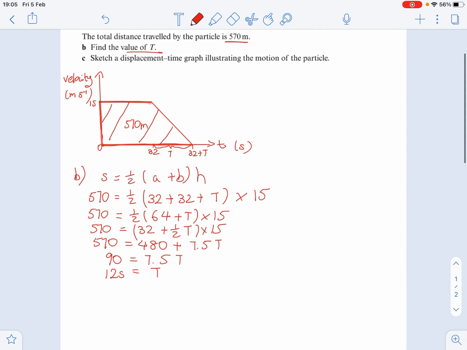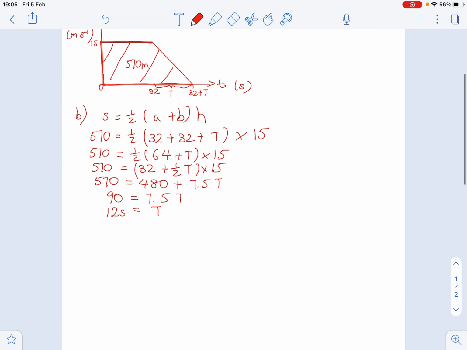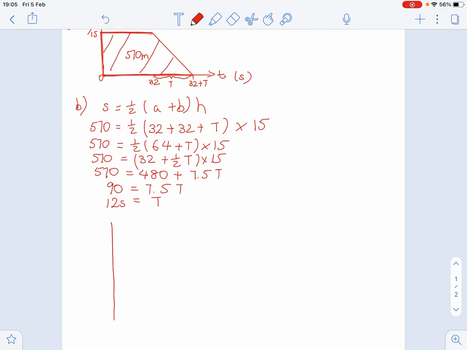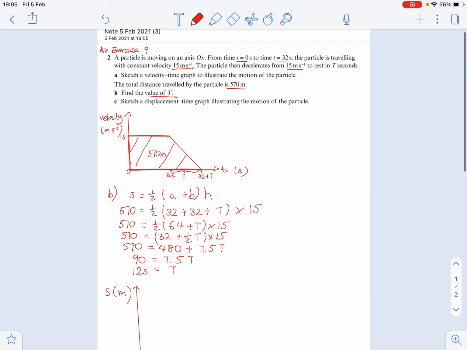A displacement time graph tells us how far the particle travels. So again, we have time, and for displacement, S stands for displacement and it's in meters. When t is at 0, my particle hasn't traveled at all, so it will just be at 0. Then our key points are 32 seconds. So how far did the particle travel in 32 seconds?